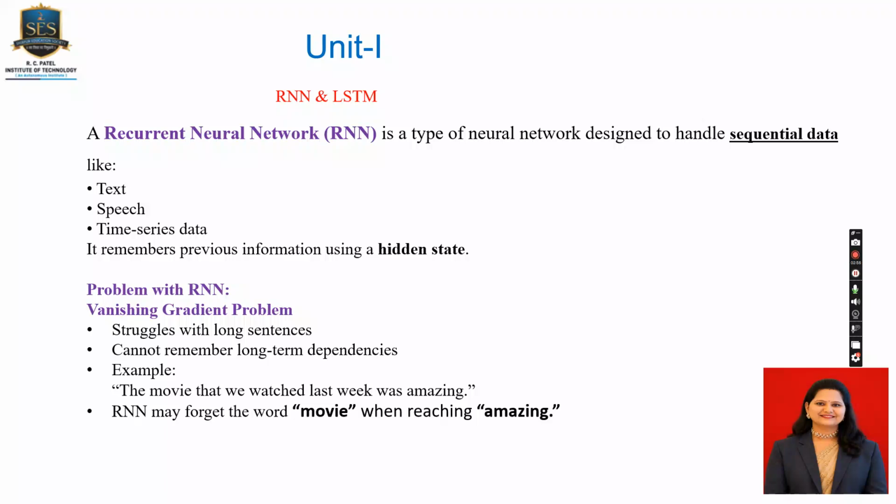However, RNNs have an important limitation called the vanishing gradient problem. During training, the network gradually forgets information from the earlier part of a long sequence. For example, the movie that we watched last week was amazing. While processing the word amazing, the RNN may already have forgotten the word movie. This makes RNN ineffective for learning long-term dependencies.